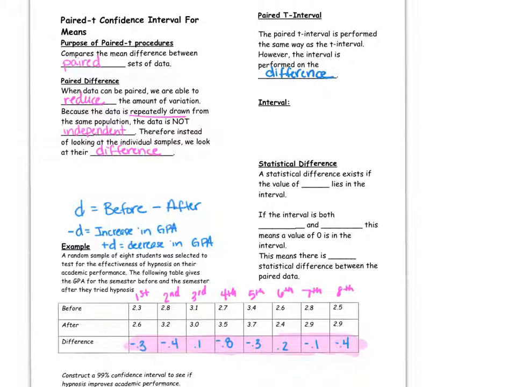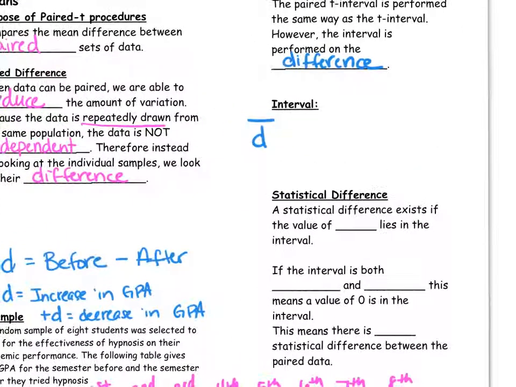The interval itself is worked like this. We have this value which we call D bar now. What does D bar stand for? What kind of difference though? The average difference. This is the average of the differences. That's the average of the differences. It says D bar, plus or minus.